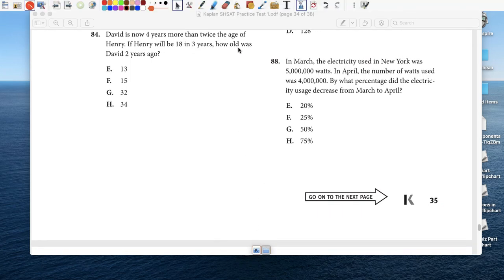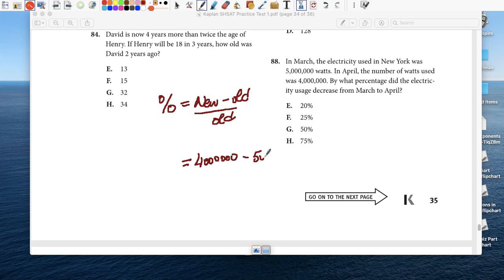Percent of decrease. Well, the one thing I know is that this has to be a percent change. We can use percent change. So percent change is, again, new minus old over old. In March, the electricity was 5 million. In April, it was 4 million. What was the change? So the new one is 4 million. The old one was 5 million.